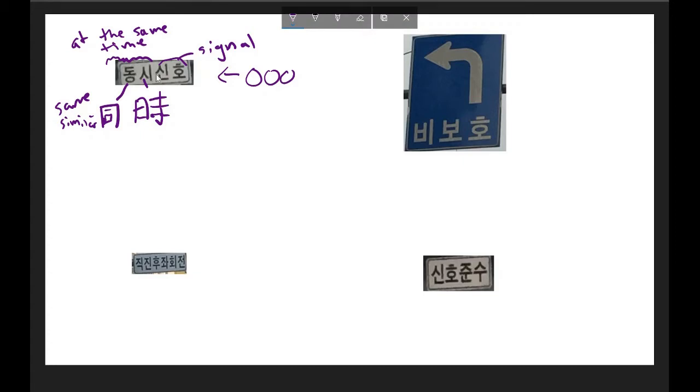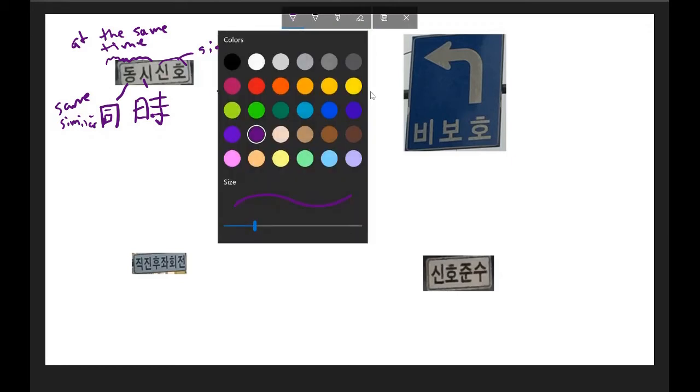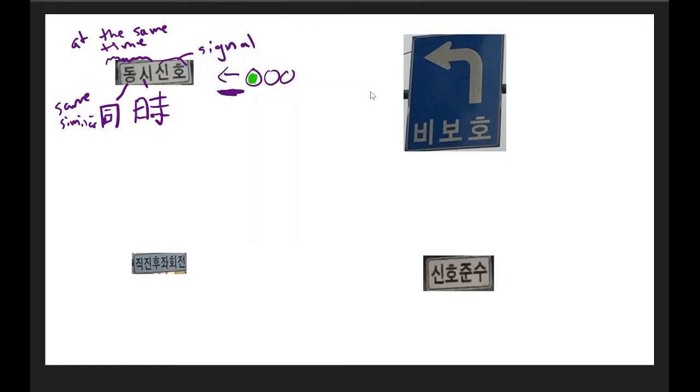If it's a 동시 신호, what that would mean is you'll have a left-hand turn signal at the same time that the people have the green going straight signal. So if you ever see in Korea as a driver this sign that says 동시 신호, what that means is you are going to have a green to go left at the same time that the people who are going straight have the green. And obviously that's why it says 동시. It's at the same time the left turn and the straight are going to be going.